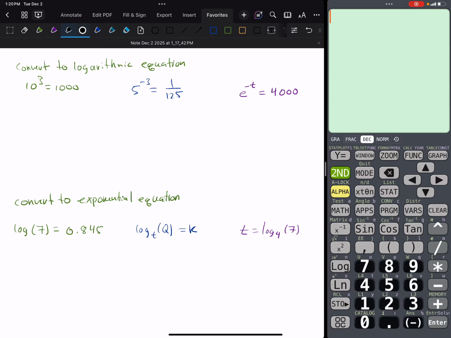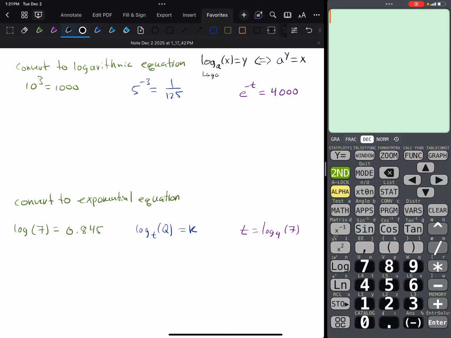For these examples, we're converting exponential equations to logarithmic equations, and then converting logarithmic equations to exponential equations. And we're going to do it using the same definition of a logarithm that we've had before. We're going to use this: log base a of x equals y if and only if a to the y equals x. And so that's our translation between a logarithmic equation and an exponential equation.